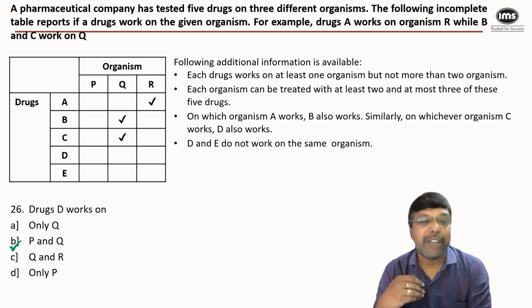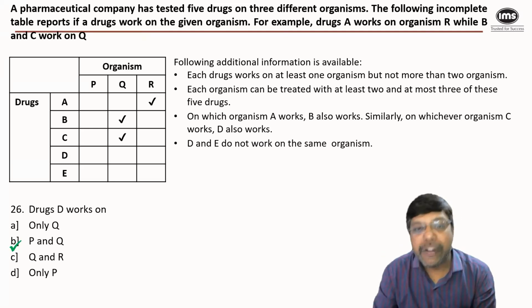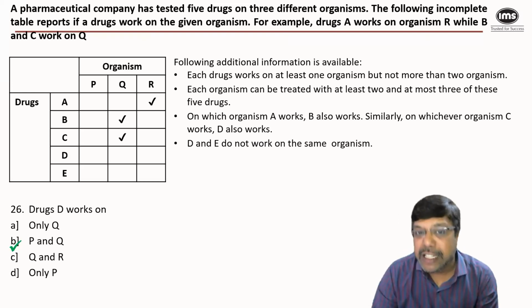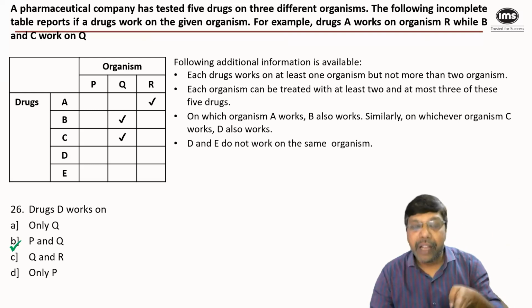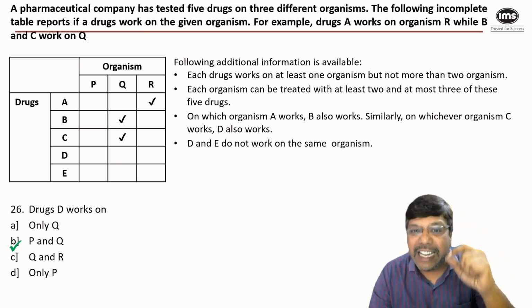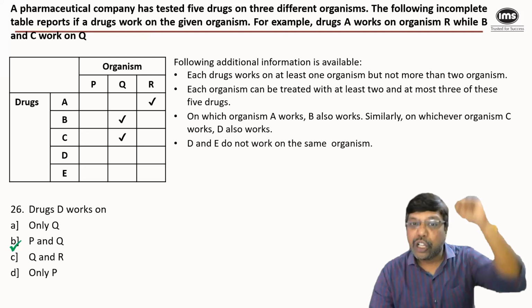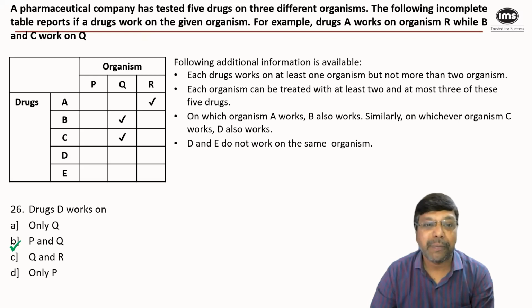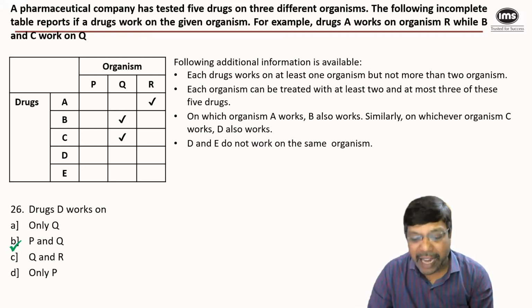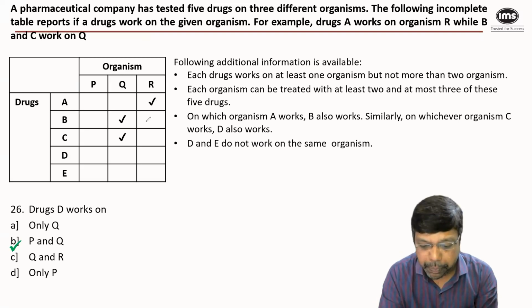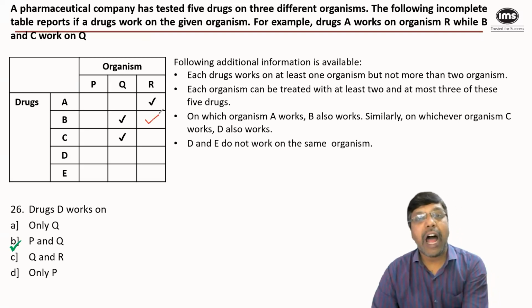Similarly, the second statement, each organism can be treated with at least 2 and at most 3 of these 5 drugs, meaning vertically, if I take organism P, it can be treated by at least 2 or at most 3 drugs. So in every column, we should have either 2 or 3 tick marks. Next, on whichever organism A works, B also works. It is given that A works on R, which means B also works on R.